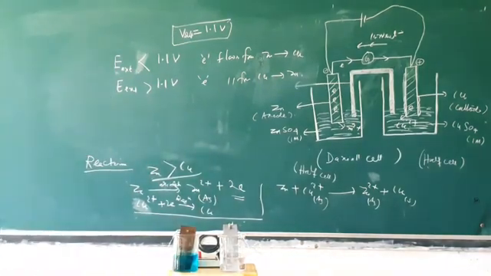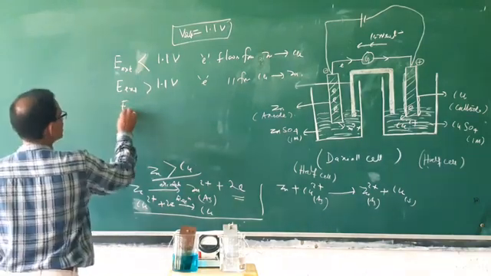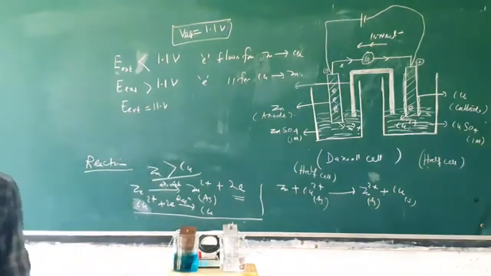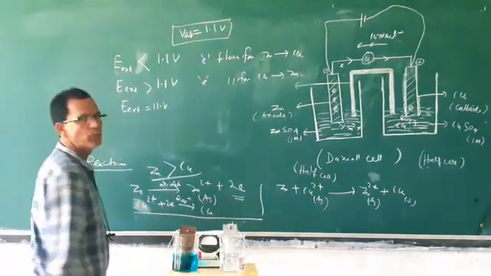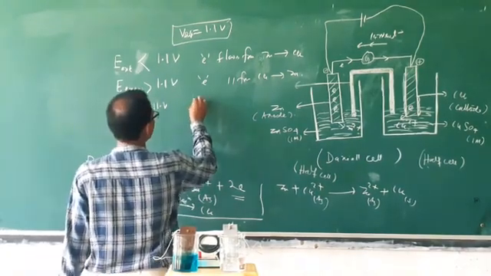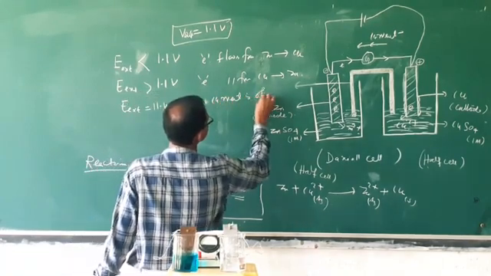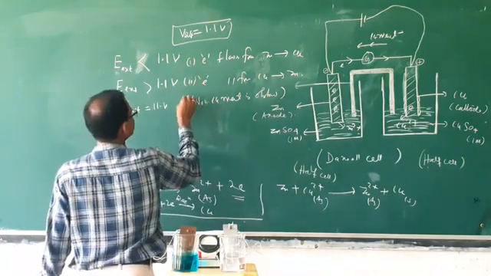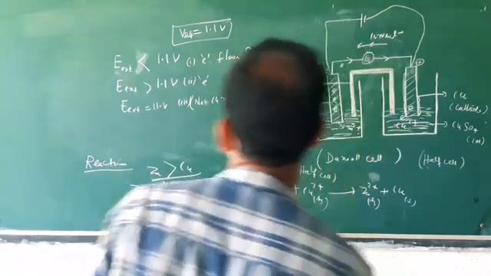So it is a reversible change. By changing the voltage, the reaction can be reversed. If the external voltage is equal to 1.1 volt, if the same voltage is used in the external circuit, then what happens? There will be no flow of current. No current is obtained. Case 1, case 2, case 3. It depends upon the external voltage.